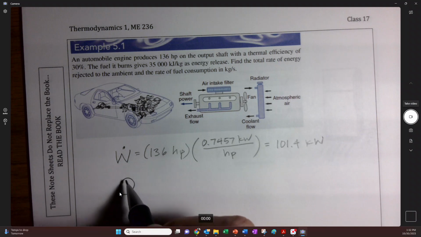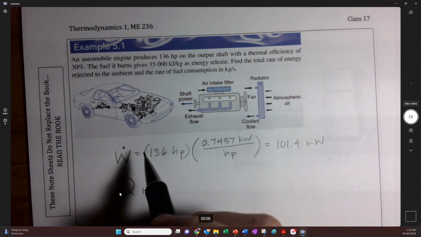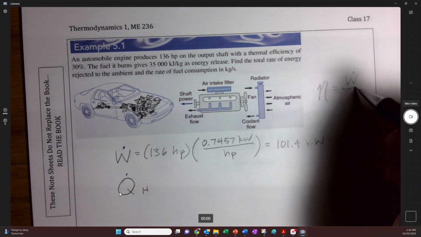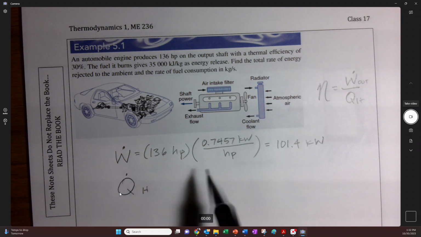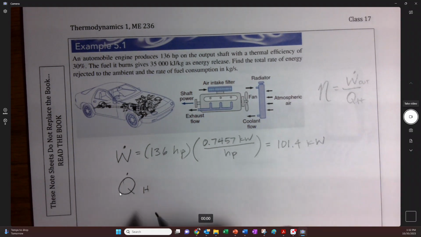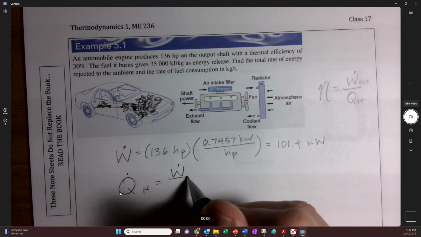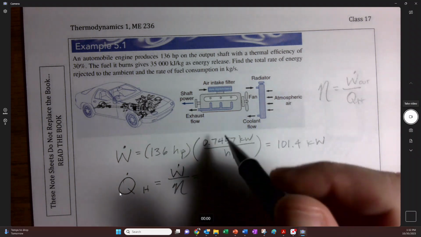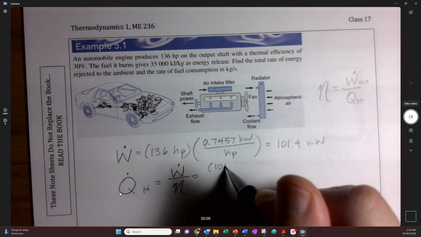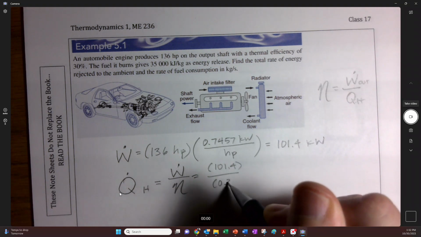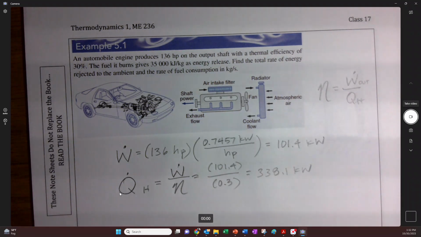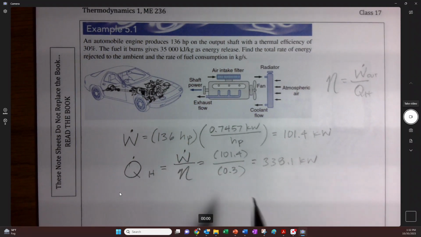And now QH. So if the efficiency is this, remember, the efficiency is the output over the input. So this is the output, and we want to get QH, so we have to divide by the efficiency, that's an eta. Makes a nice looking eta. 101.4 divided by 0.3 because it's 30%, and we get 338.1 kilowatts.